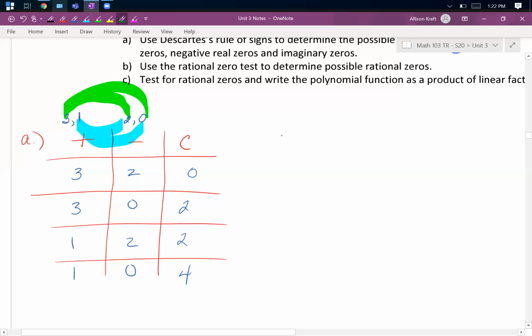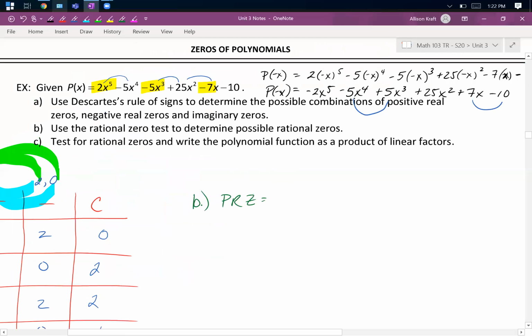Next up, we want to list our possible rational zeros. This is the factors of the constant divided by the factors of the leading coefficient. And we also remember that everything ends up being a plus or minus. In the numerator, we want the factors of our constant. What are our factors of 10? 1 and 10, and 2 and 5. And then we have our factors of our leading coefficient 2. That's just 1 and 2.